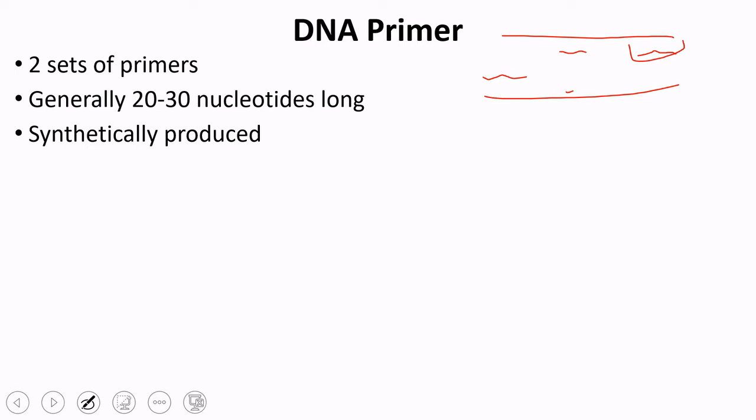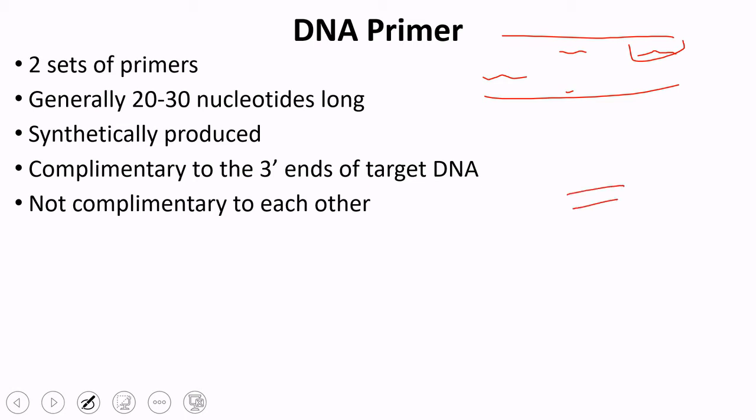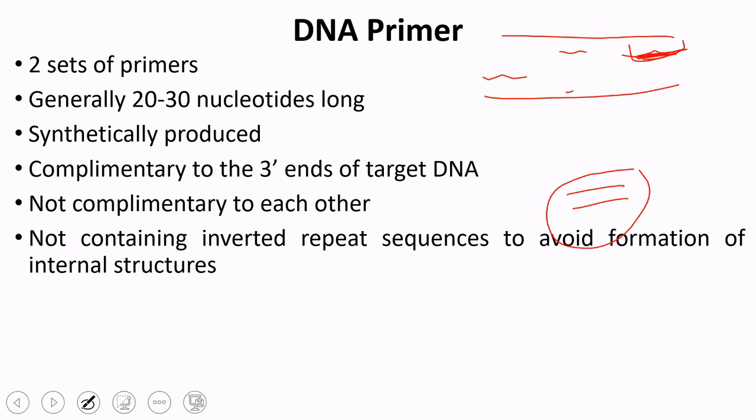Normally primers are produced synthetically, chemically designed. This is complementary to the 3' end of the target DNA. Both primers should not be complementary to each other. Otherwise, during the PCR cycles, both primers will hybridize with each other, rather than hybridizing with the DNA strands which we want to elongate. Also, the primer should not contain any inverted repeat sequence, to avoid formation of internal structure. So no secondary structure formation should be there.